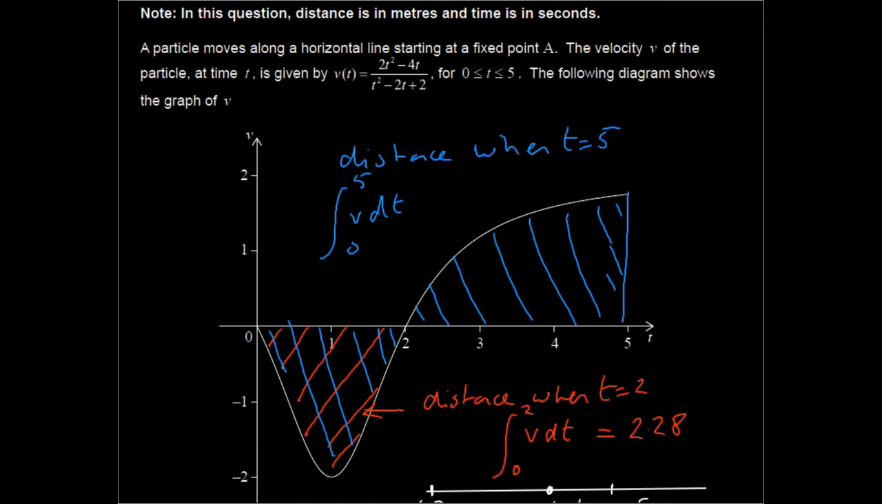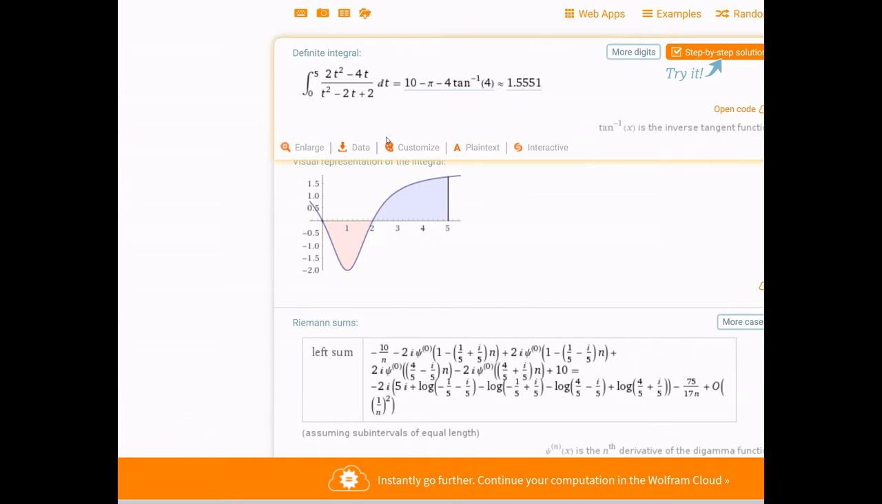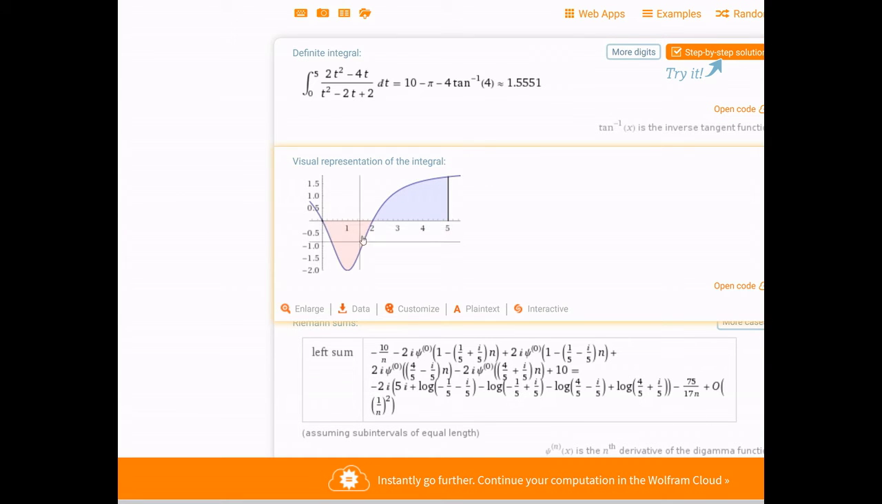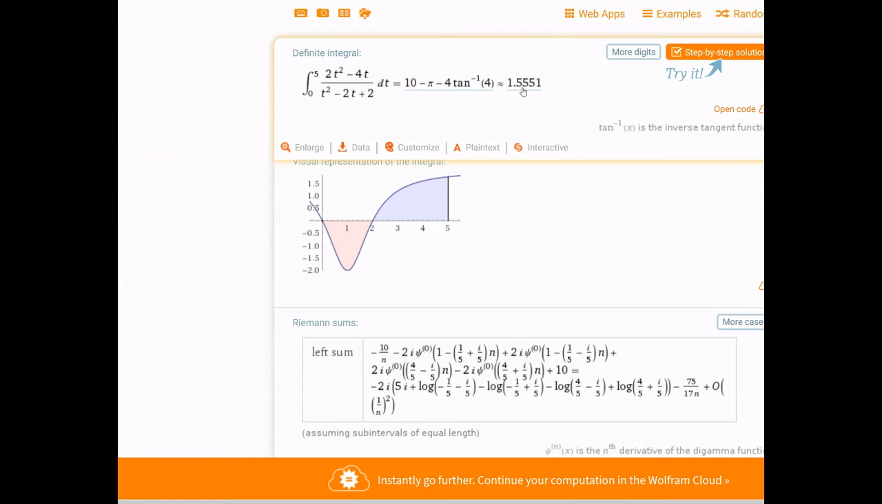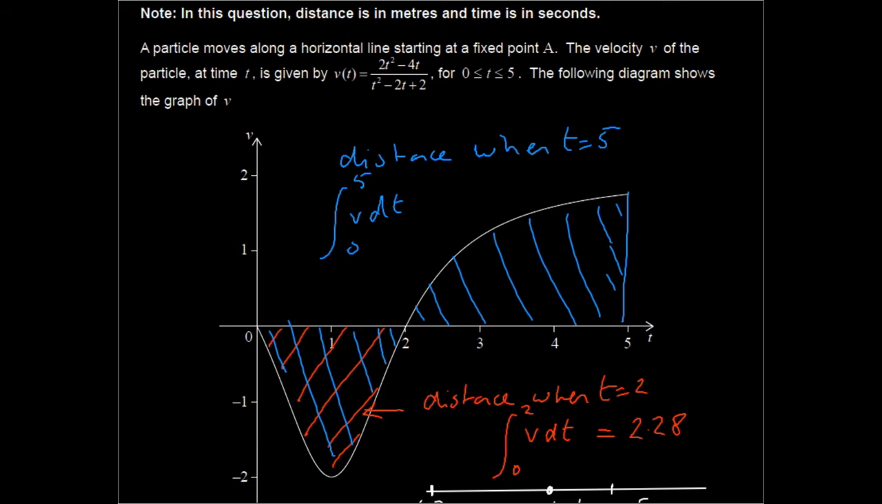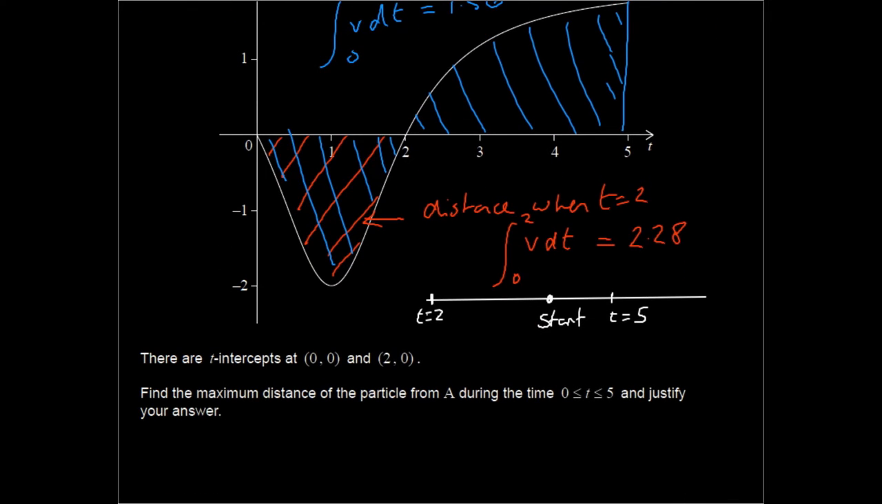And then if I did the same thing for the other integral, you can see here I've got this area and then this area together, and it's worked them both out together, and it said this one is 1.56. So this area here, the blue one, is equal to 1.56. Now clearly the 2.28 is bigger than the 1.56, so it went further away on this side.